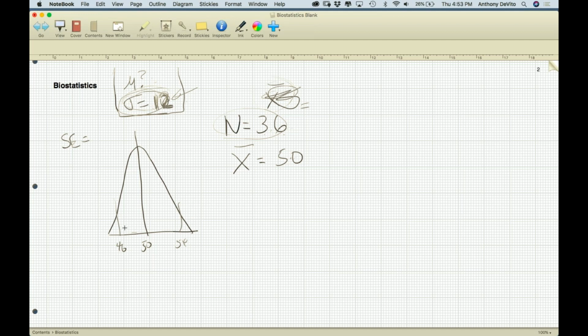So now, this is 2 standard deviations, 46 and 54, right? 2 times 2. If this were truly the case, and I said I'm going to take a sample of 36 people from this population, and it was really a mean of 50 and a standard deviation of 12, 95% of the time I would expect to get a sample result for my mean between 46 and 54, 2 standard deviations below to 2 standard deviations above.